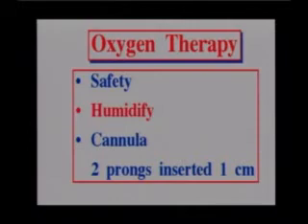Now, I have been told by some people that there's been question about how far you insert the prongs with a nasal cannula. The answer is 1 centimeter. I think it's a silly question. Can you possibly insert the prongs too far? No, because there's a little crossbar on those prongs and you cannot insert them too far. But you should insert them about 1 centimeter. Let's look at another question.